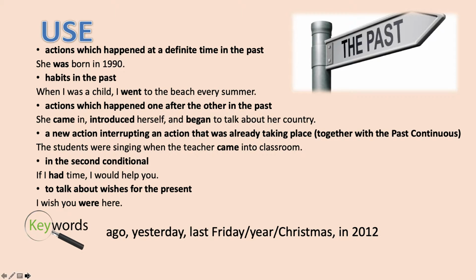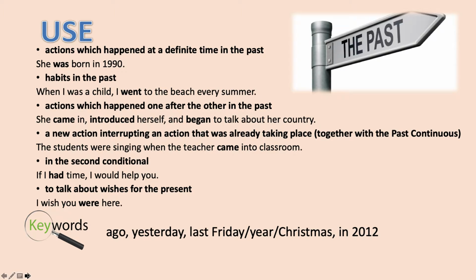So when do we use the past simple? For actions which happened at a definite time in the past, so we say she was born in 1990, and 1990 is the definite time in the past. You could say yesterday, you could say last Tuesday, and these are definite times in the past. For habits in the past, for example, when I was a child, I went to the beach every summer.